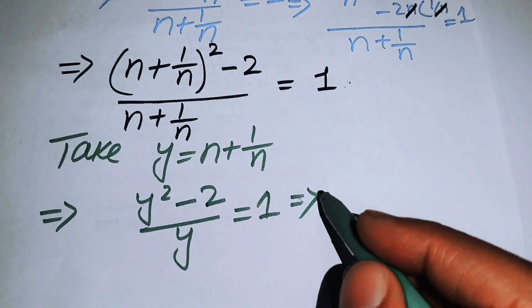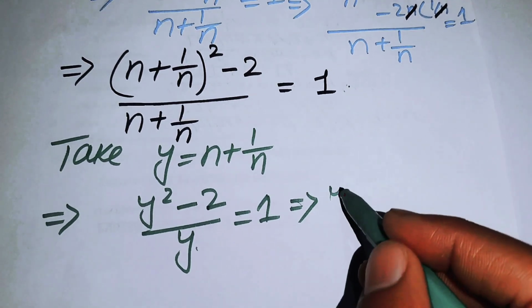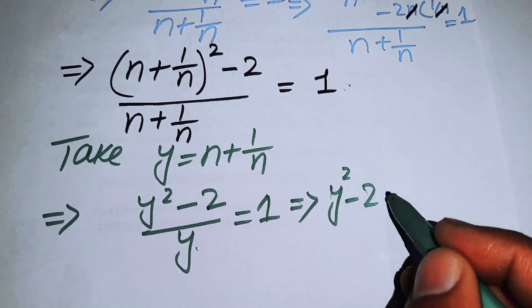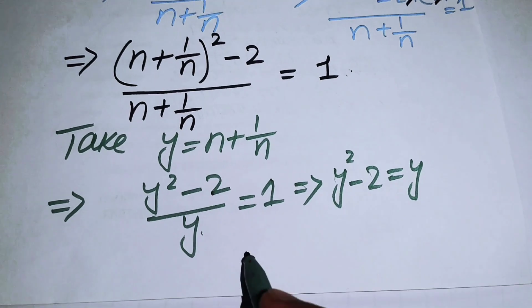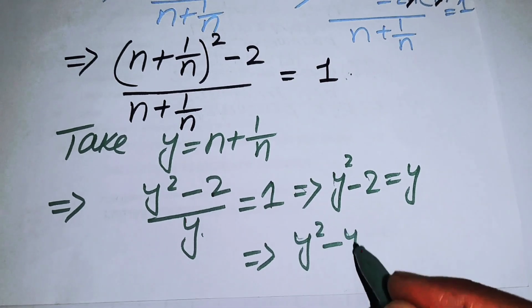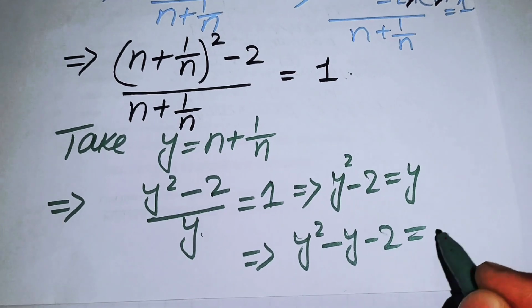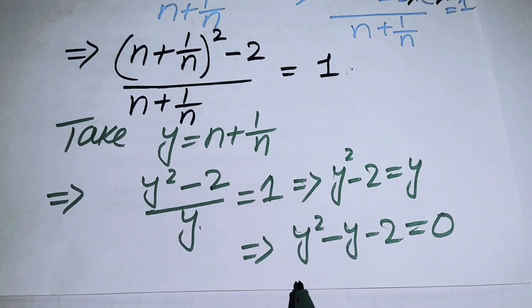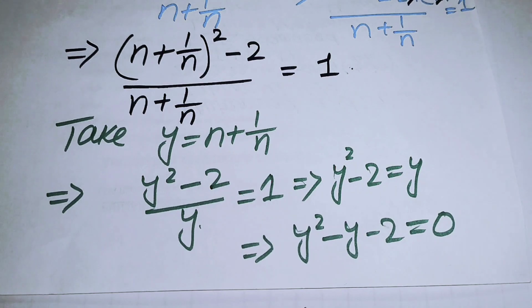So in the next step we move this y to the right hand side, and we get y square minus 2 equals y, and now we move y to the left hand side, and you get this equation in standard form, and we have y square minus y minus 2 equals 0.